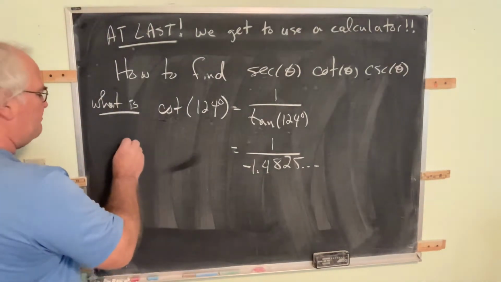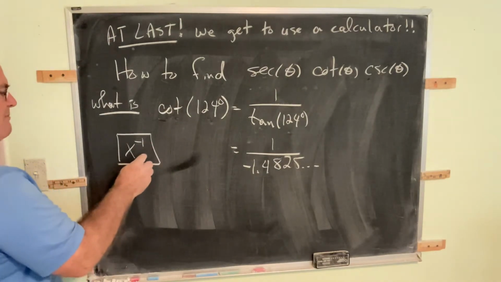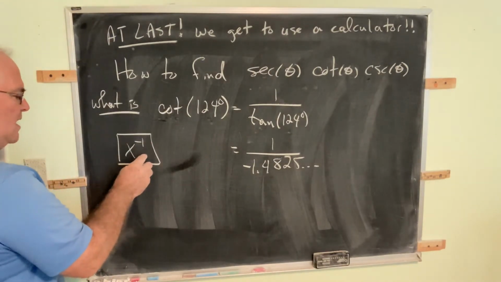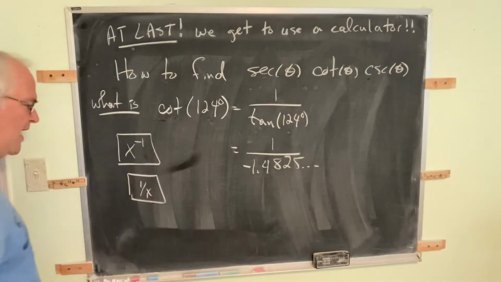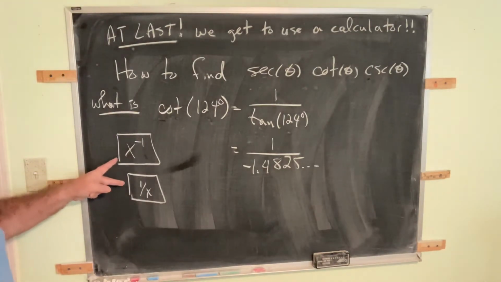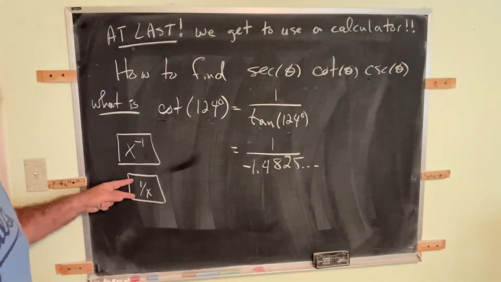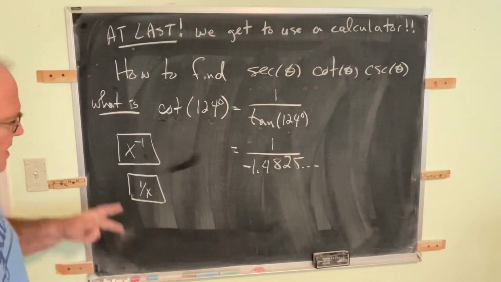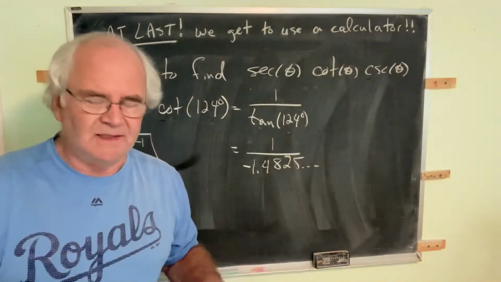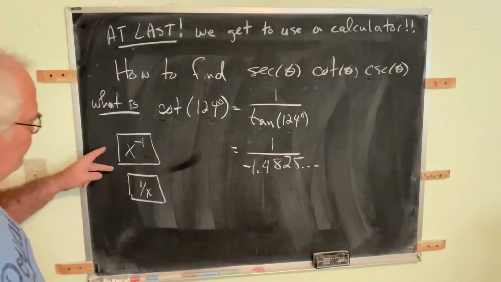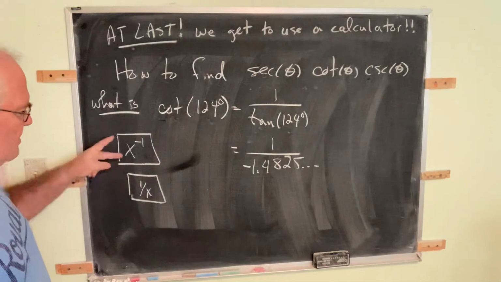Some machines have the button x to the negative 1, which is the reciprocal. Other machines have a 1 over x button. So one of these 2, these go the same. I think if you check on your phone, I think it has 1 over x, at least I think that's what my phone has. I've used my phone to do trigonometry all over the place. It's pretty commonplace, so that's fine. But one of these 2 buttons will almost certainly be on your machine.